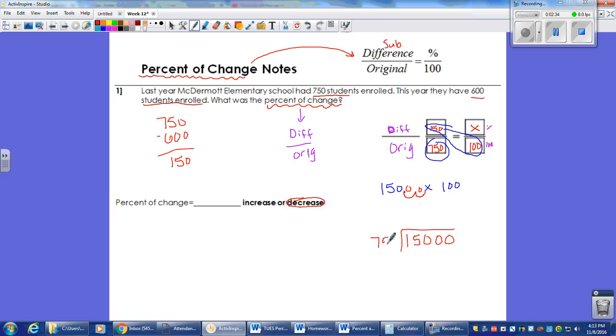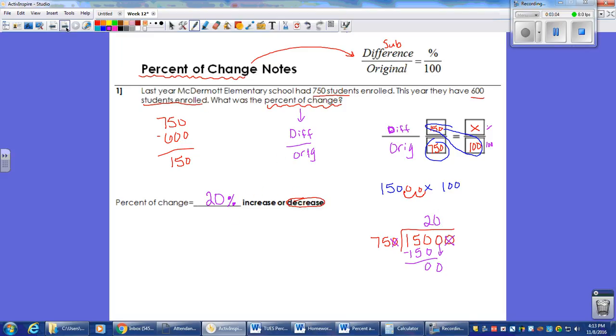The trick that I taught y'all is whenever the outside number and the inside number both have zeros, you can get rid of the same number. So I can get rid of this 0, and I can get rid of that 0. 75 goes into 150 2 times evenly, with a remainder of 0, and 75 goes into 0 0 times. So at McDermott Elementary School, the number of students was a 20% decrease. The number of students decreased by 20%.